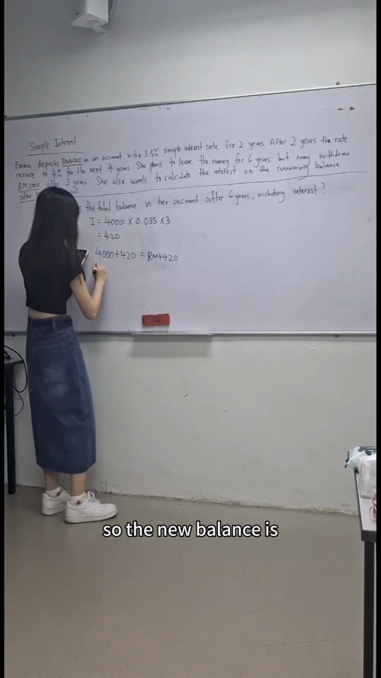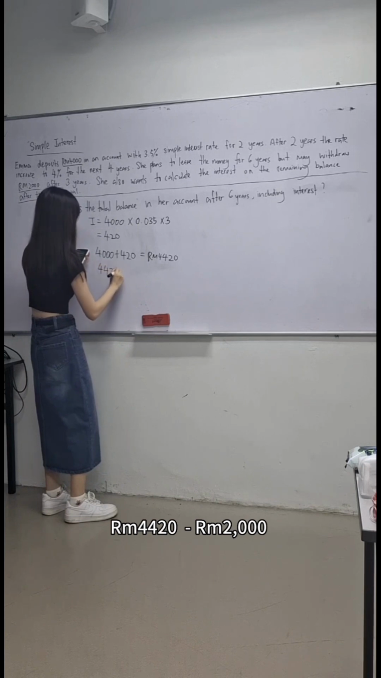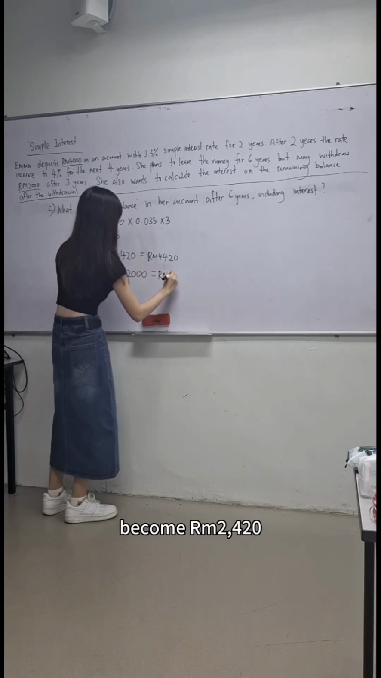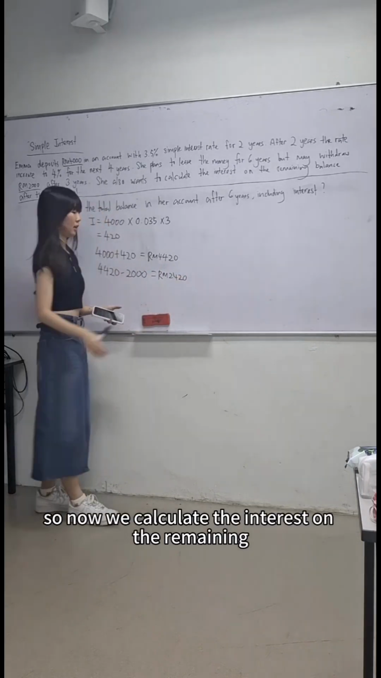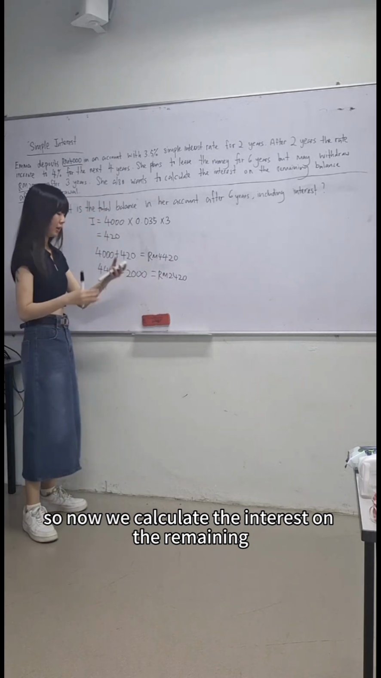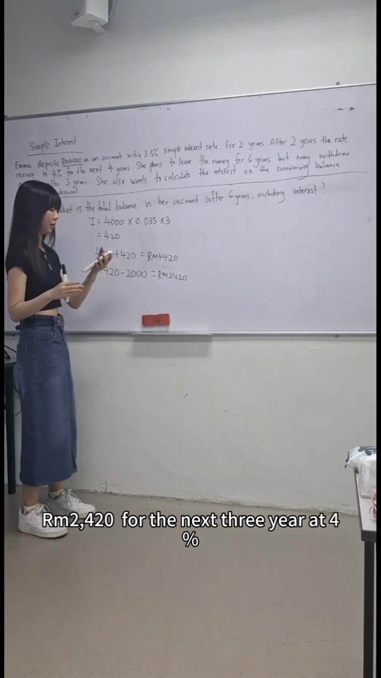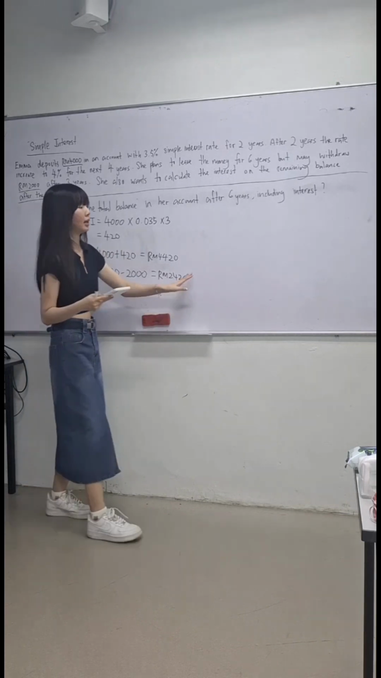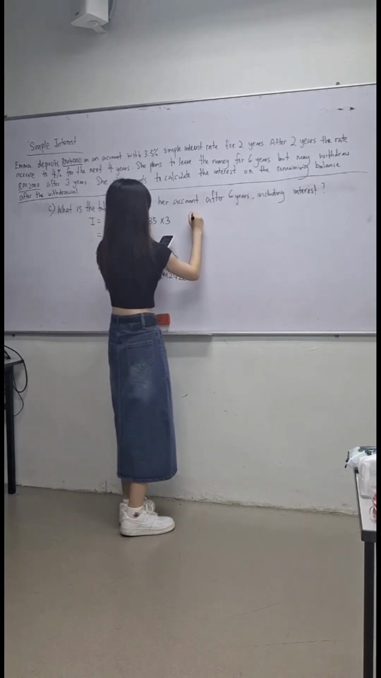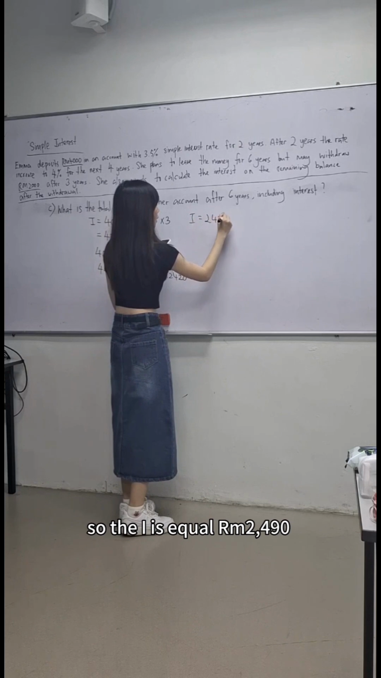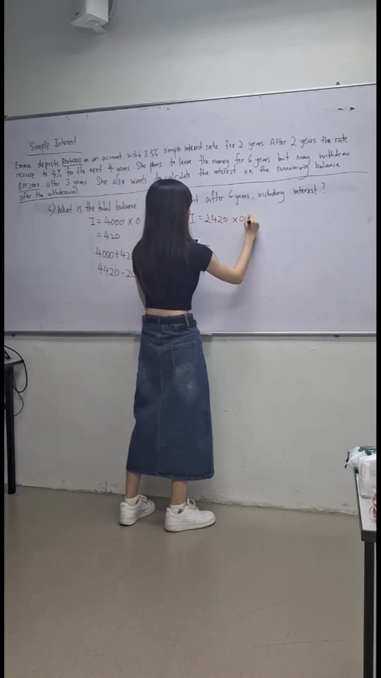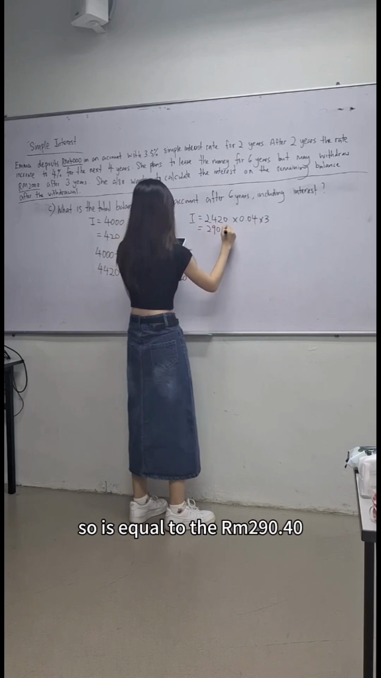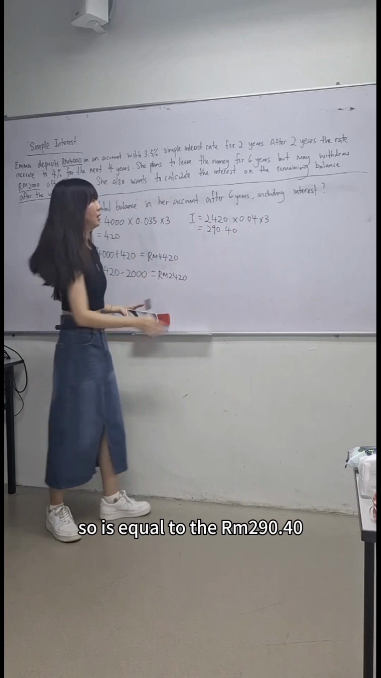So now, after 3 years, Emma withdrew the 2,000 ringgit. So the new balance is 4,420 ringgit minus 2,000 ringgit, which becomes 2,420 ringgit. So now we calculate the interest on the remaining 2,420 ringgit for the next 3 years at 4%. So the I is equal to 2,420 ringgit times 4%, as a decimal 0.04, and times 3. So it's equal to 190 ringgit 40 cents.